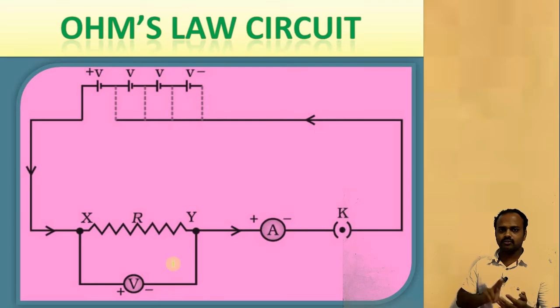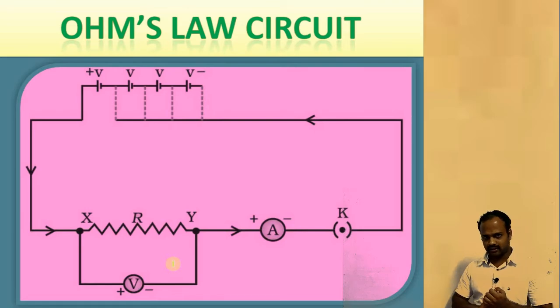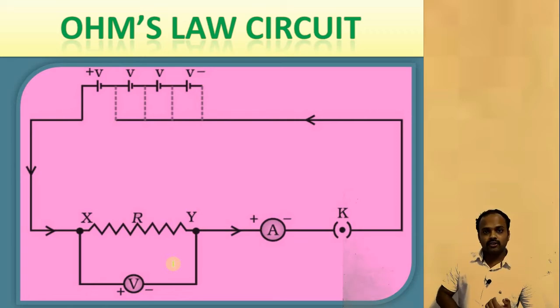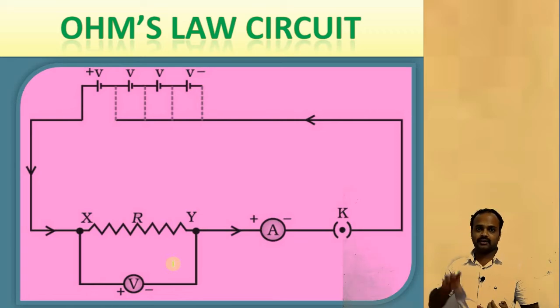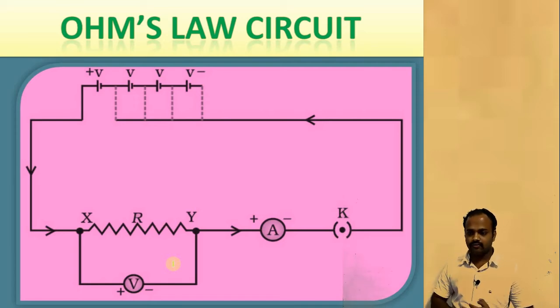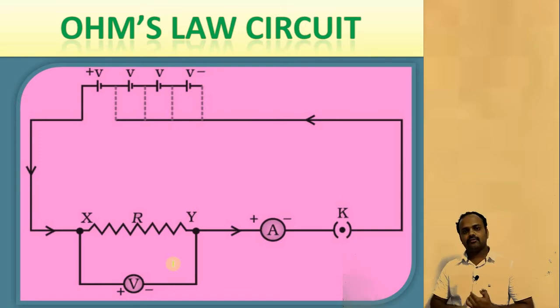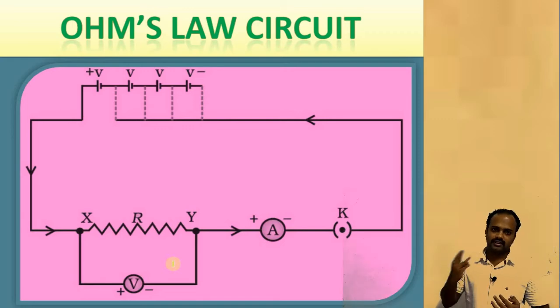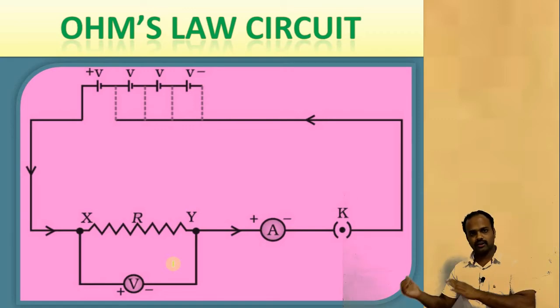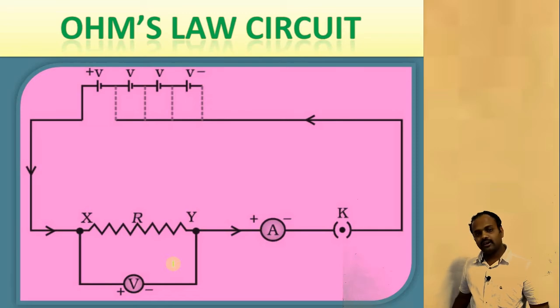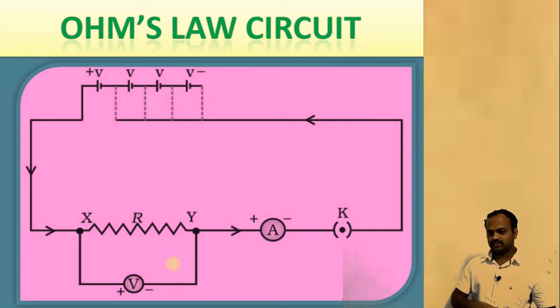When one cell is connected, 2 cells, 3 cells, 4 cells are connected, we have an observation. When one cell is connected, we have to note down the potential difference and the current, that is, the reading of the voltmeter and the reading of the ammeter. We do the same for 2 cells, 3 cells and 4 cells, and we will discuss it by the table. Look at the table.